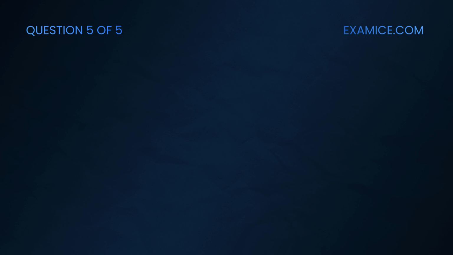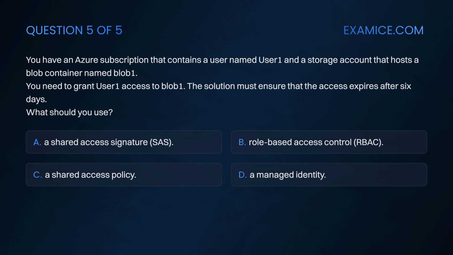Question 5. You have an Azure subscription that contains a user named User1 and a storage account that hosts a blob container named Blob1. You need to grant User1 access to Blob1. The solution must ensure that the access expires after 6 days. What should you use? Option A, a shared access signature.